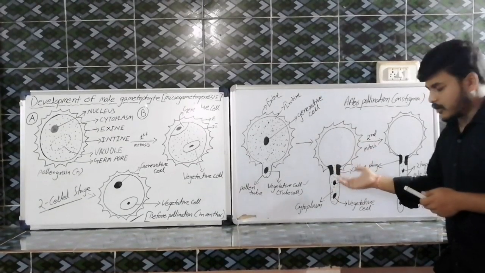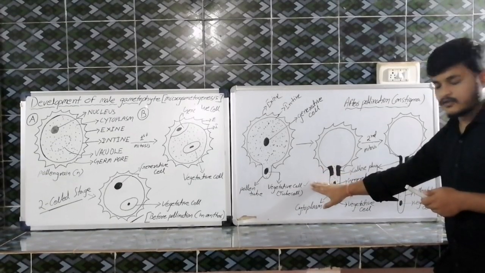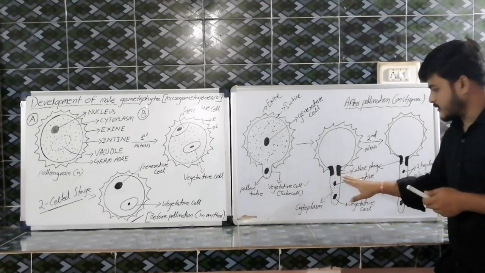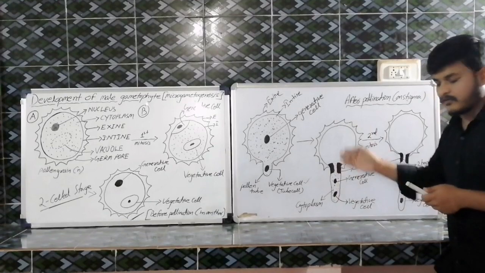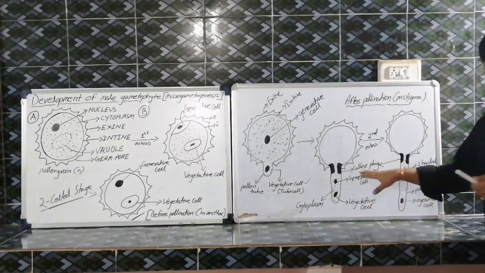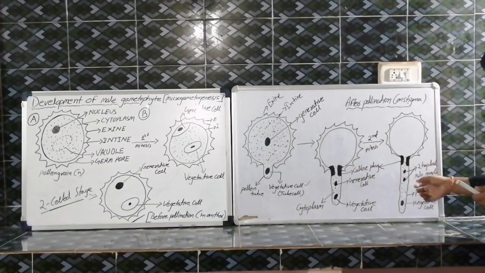To stop the backward flow, there is a formation of plugs, or callus plugs, which prevent the backward flow of your nutrient medium actually. This is the work of your callus plug.